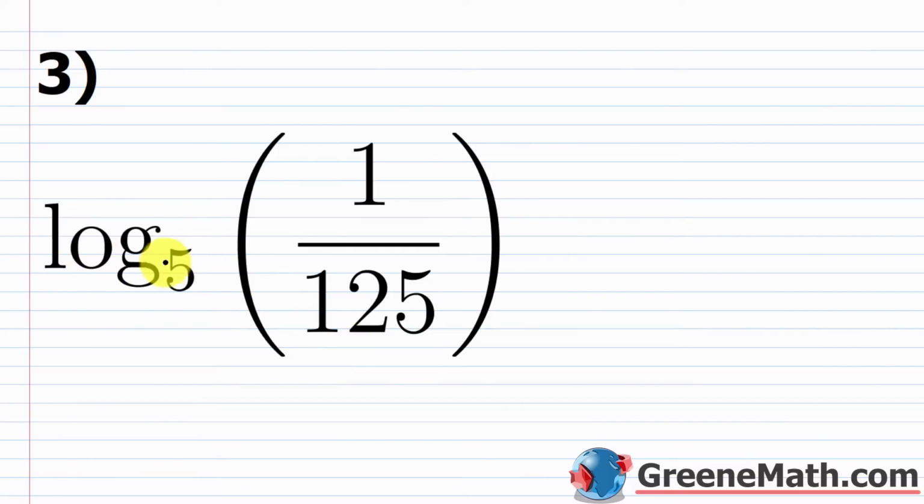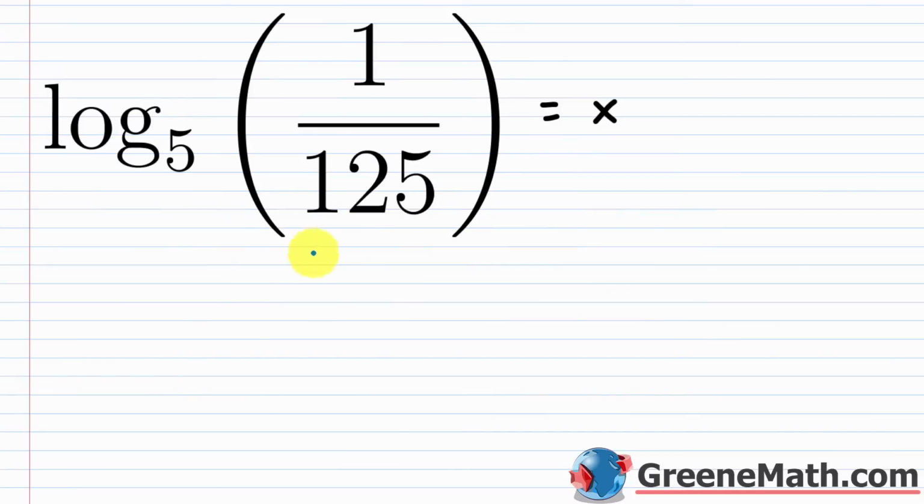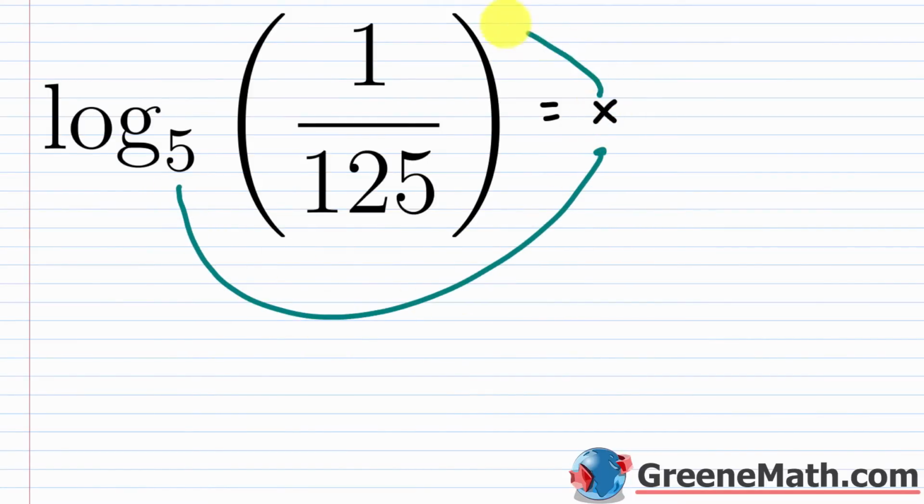So here we have log base 5 of 1/125. So again, what am I going to do here? I'm just going to set this equal to x, since it's unknown at this point. Again, you could just put this into exponential form. So 5 to the power of x would be equal to this argument for the logarithm, 1/125.